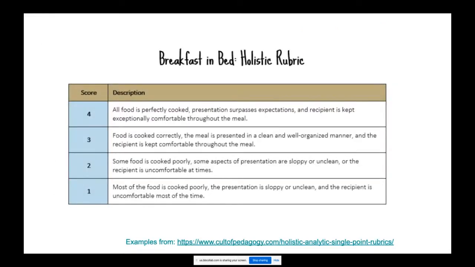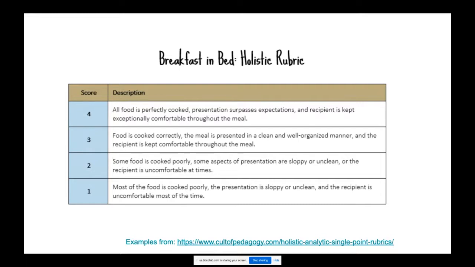And I found these just sort of very silly examples of rubrics, but I think they're solid in terms of their definitional perspective. So an example of a holistic rubric, sort of treating the entire experience or the entire task, for example, breakfast in bed, right? In terms of specific and general, you have: all food is perfectly cooked, presentation surpasses expectations, and recipient is kept exceptionally comfortable throughout the meal. That sounds great, but what does that even mean, right? What does perfectly cooked mean? According to you? No, according to the evaluator's standard, right? Right, exactly. According to whom?